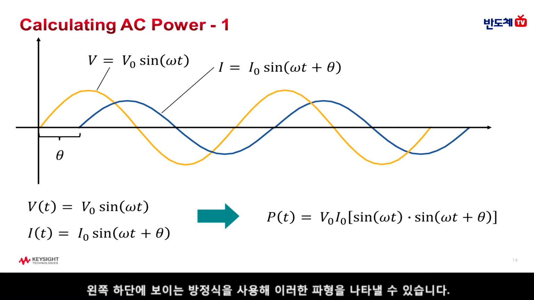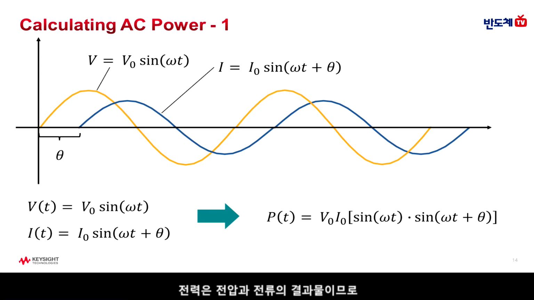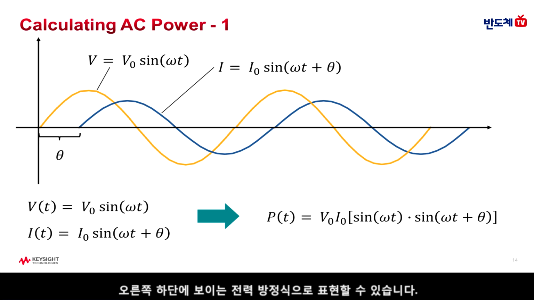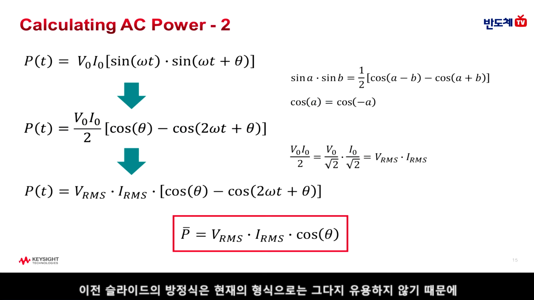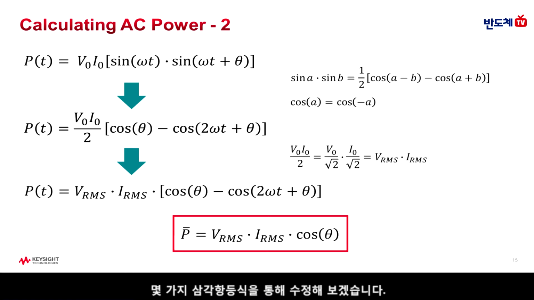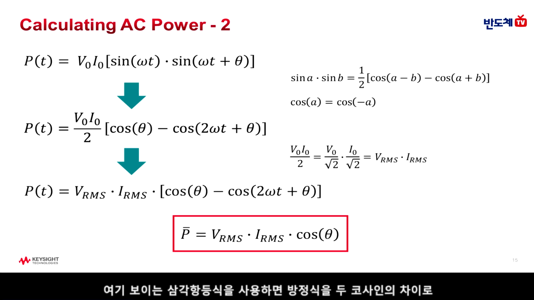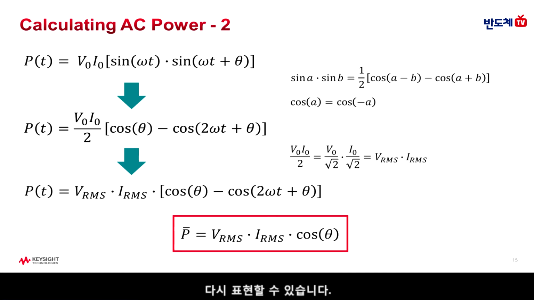Now, we can describe these waveforms using the equation shown in the lower left. And again, since power is the product of voltage and current, we can write the power equation as shown in the lower right. The equation from the previous slide isn't all that useful in its current format, so we're going to use a couple of trigonometric identities to modify it. Using the trigonometric identities shown here allows me to rewrite the equation as the difference of two cosines.